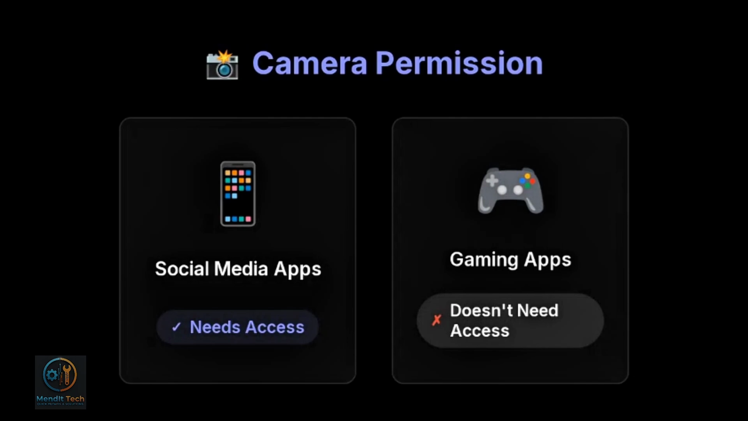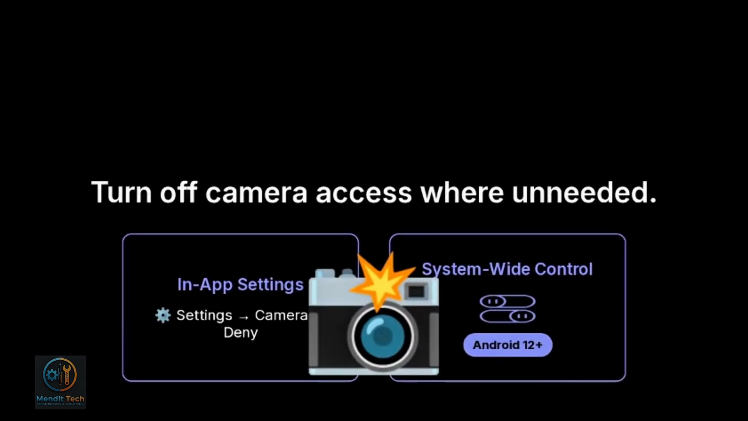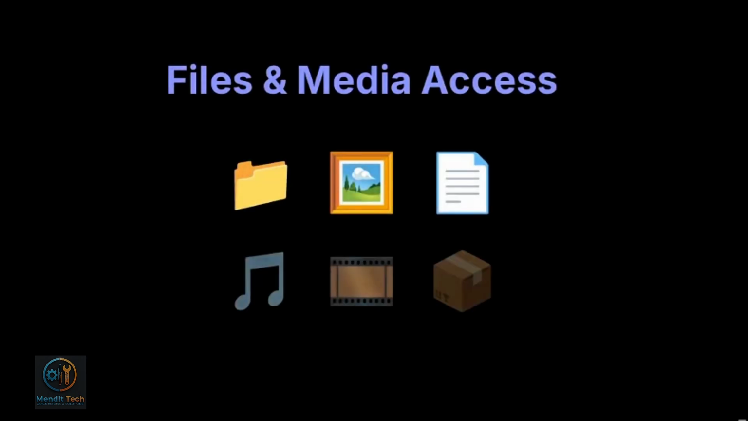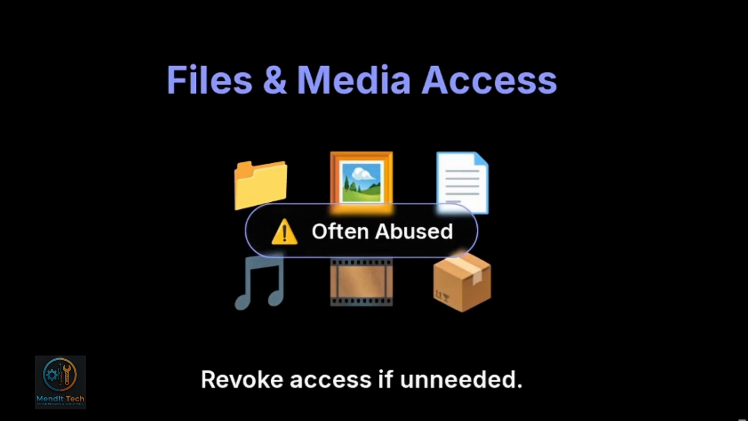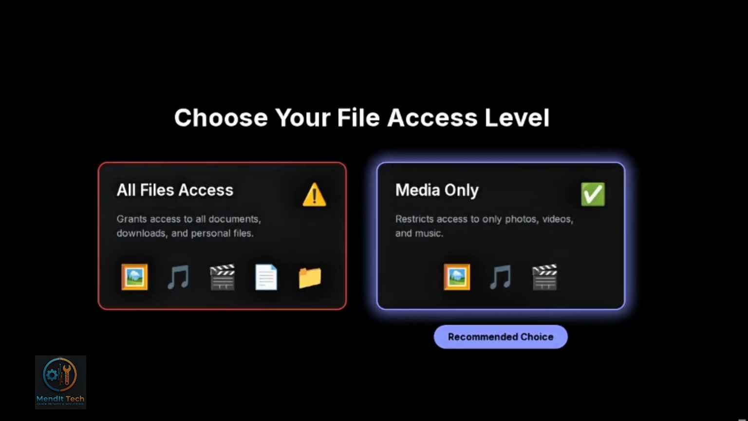Camera permission check. Which apps are allowed here? Social media and video call apps are needed, but games and shopping apps do not. Turn them off. Also, in Android 12 Plus, there's a camera access toggle. Switch it off when you don't need it. Files and media access. This is one of the most abused permissions. Apps can read your photos, documents, and downloads. Go to Files and Media, see all apps, and turn off access for anything that doesn't truly need it. Choose Media Only instead of All Files Access if available.